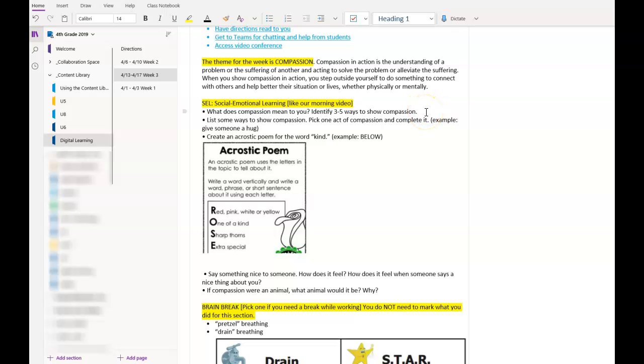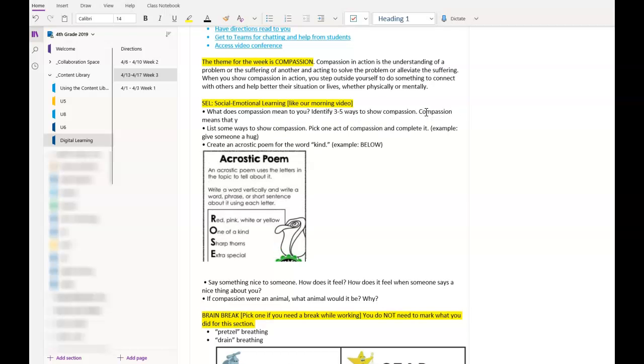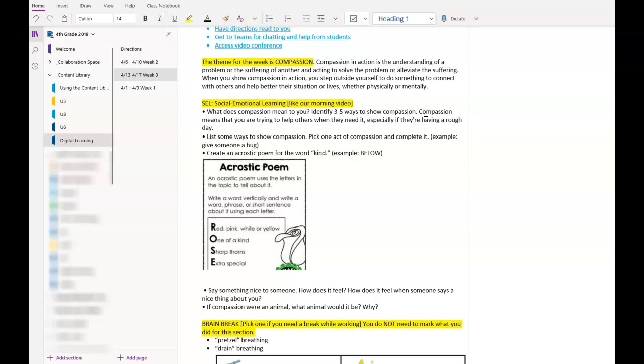So my first thing is, what does compassion mean to me? Compassion means that you are trying to help others when they need it, especially if they're having a rough day. And then identify 3 to 5 ways to show compassion. If I see someone outside asking for food, I can give it to them.